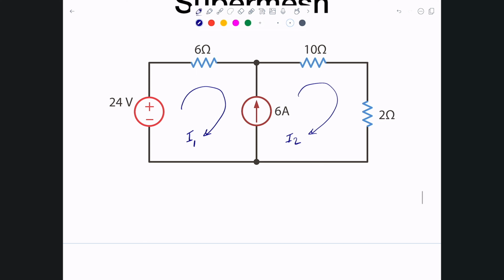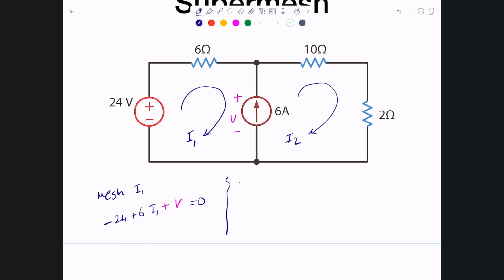So the first mesh, I will call it I1. For the first mesh, I'll say -24 plus 6I1. All right, what do I do with that current? Remember, we're writing KVL. So we wrote the voltage in here, we wrote voltage in here. I don't know the voltage across a current source, so I'll have to assume it somehow. So what I'll do is I'll assume that this here is plus minus, and I'm going to call it V. So that will be plus V, and of course, it's equal to 0.